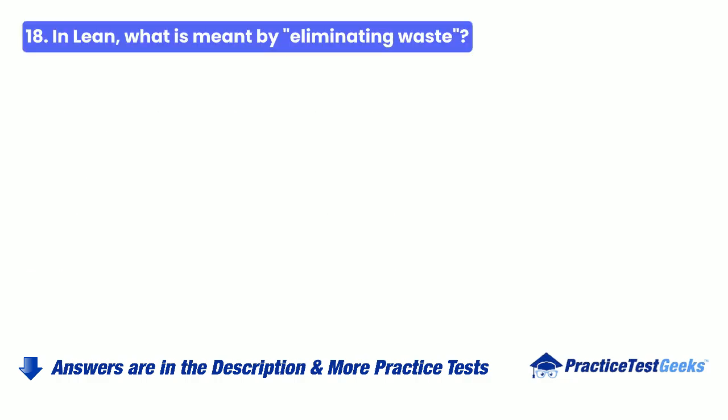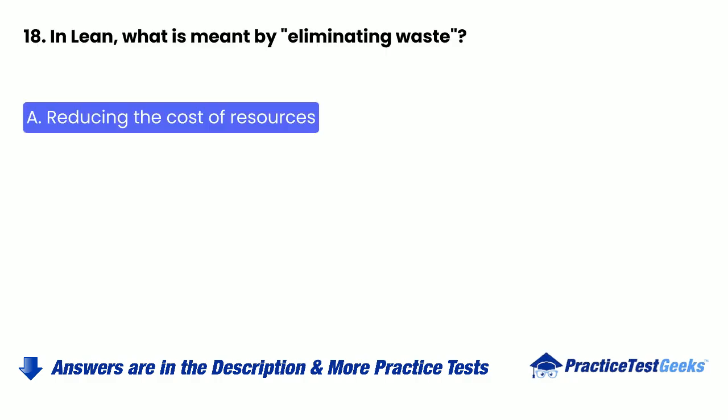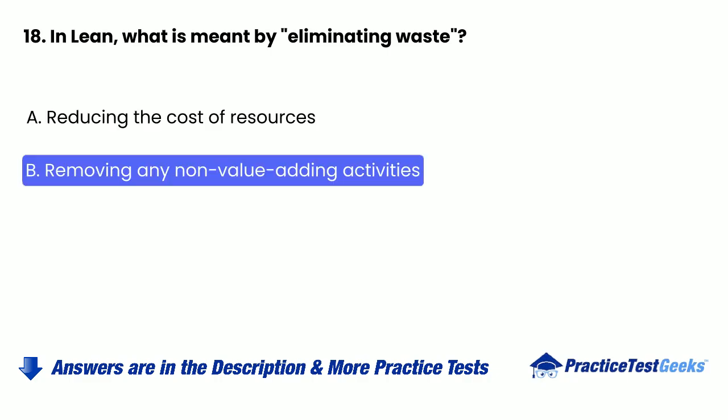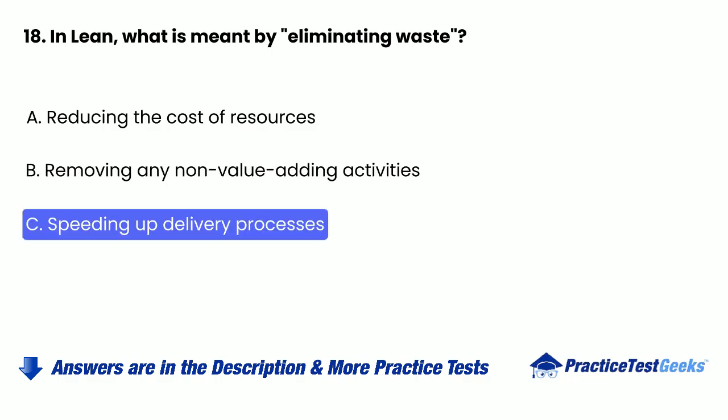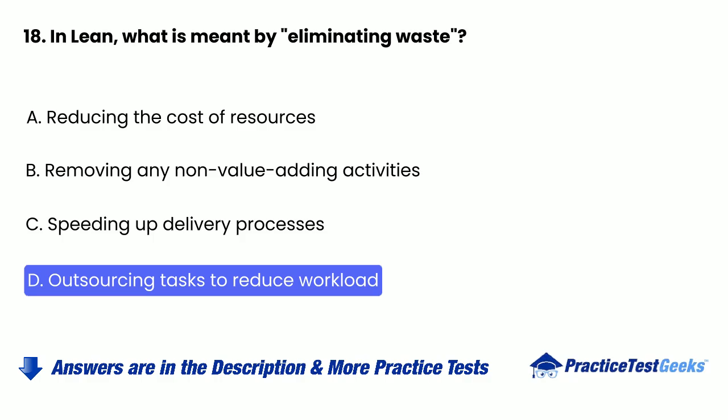(18) In Lean, what is meant by eliminating waste? A. Reducing the cost of resources. B. Removing any non-value-adding activities. C. Speeding up delivery processes. D. Outsourcing tasks to reduce workload.